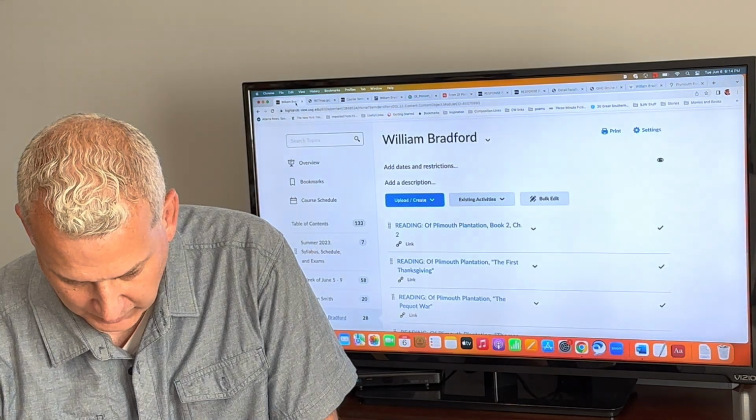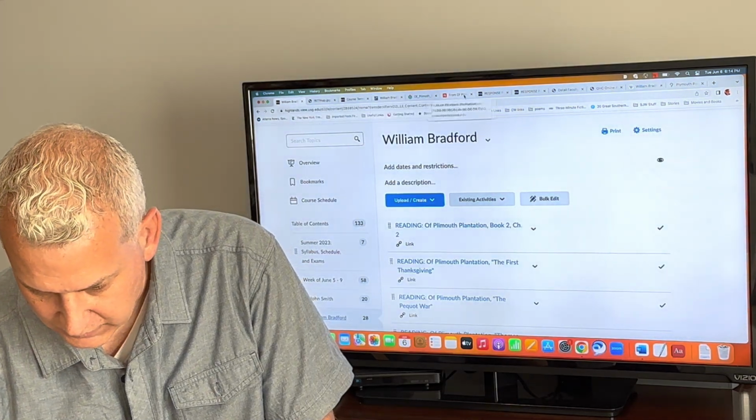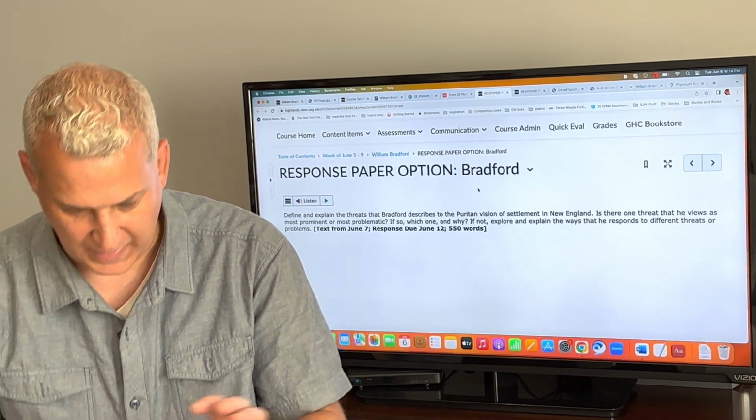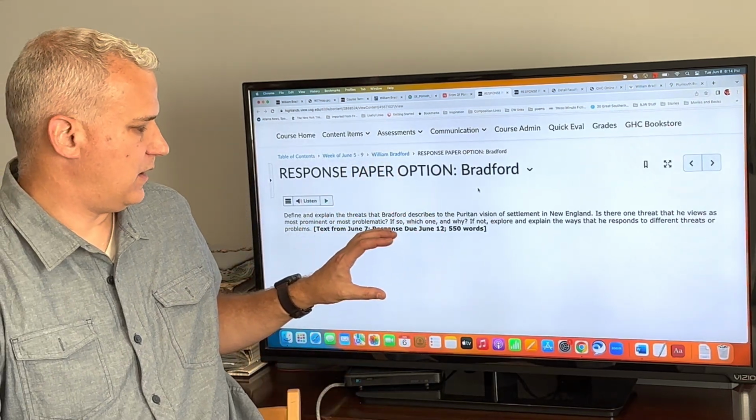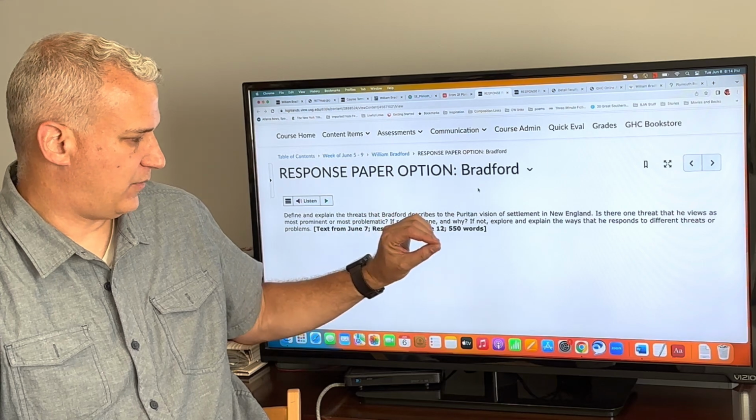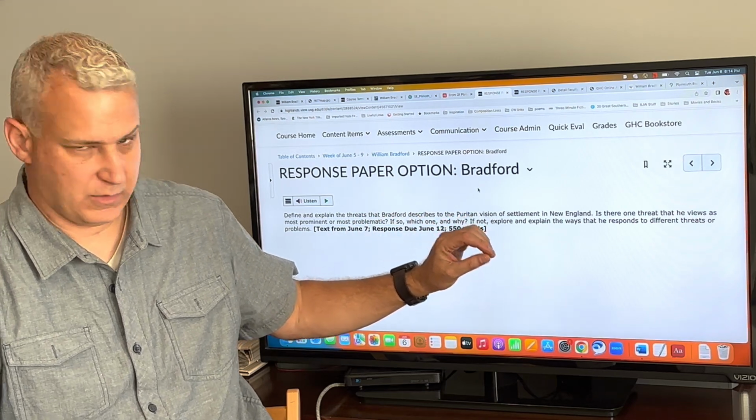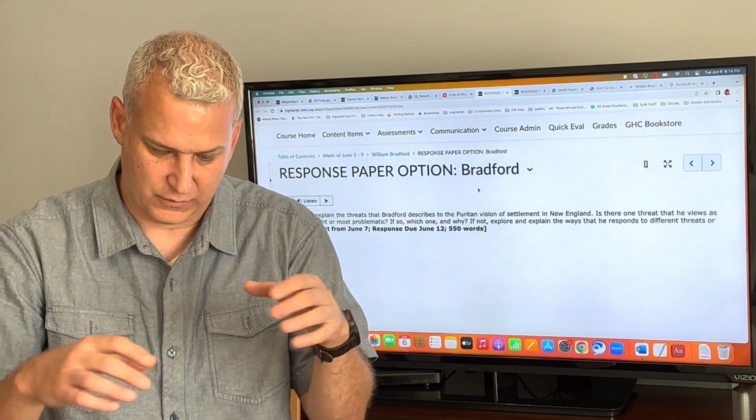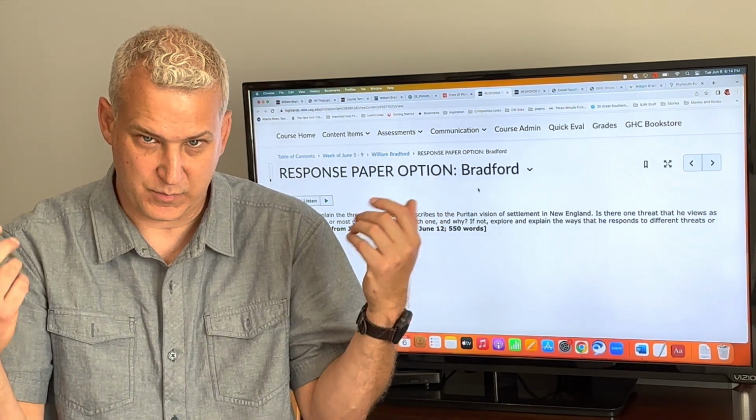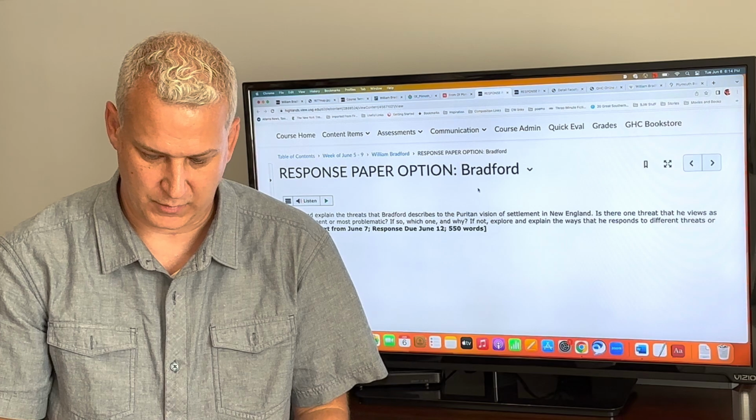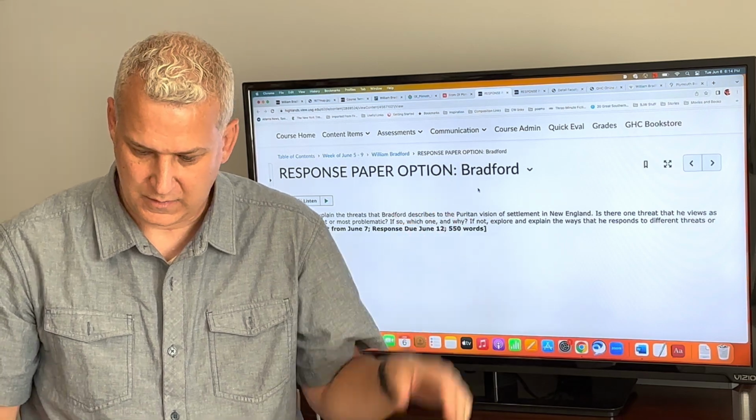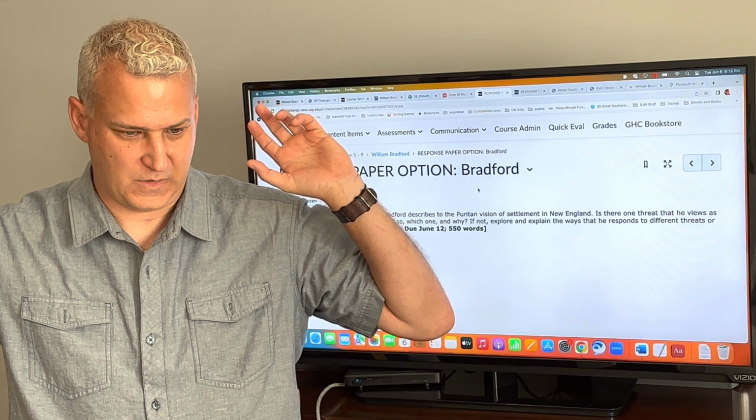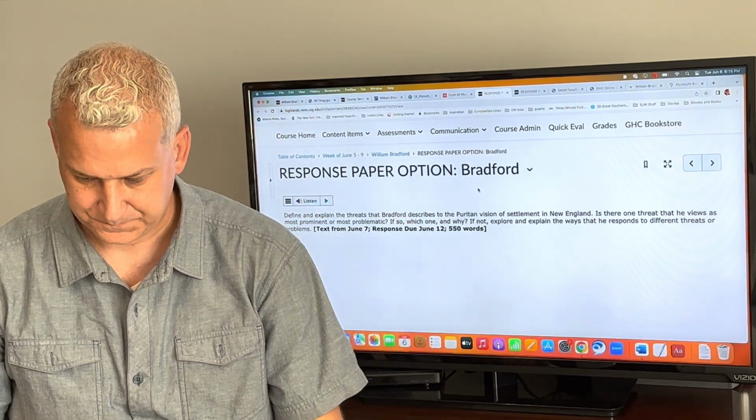The Bradford response, let's see. If you're interested in the Bradford response, define and explain the threats that Bradford describes to the Puritan vision of settlement in New England. There are several threats to that, like Strangers, and Strangers are a threat because it is all these unworthy people coming in and spoiling and poisoning the Puritans' purity and their desire to have this pure city on a hill settlement.